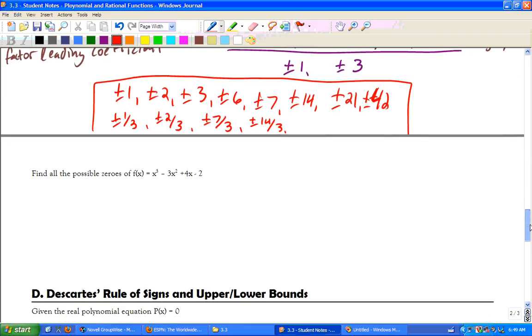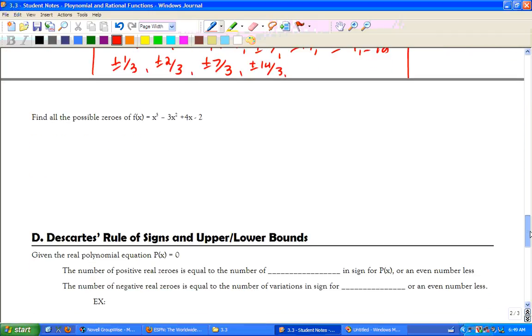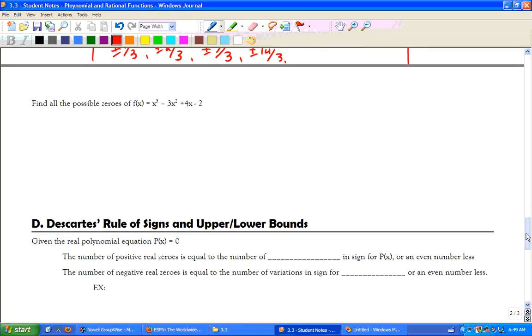Okay, next, find all the possible zeros of f of x. At this point, you've probably seen some questions where they give you 1 or 2 of them, and they say find the rest of them. But now you're just saying, here, start off, try to figure it out. The first test I always do is check for x equals 1 or x equals negative 1.